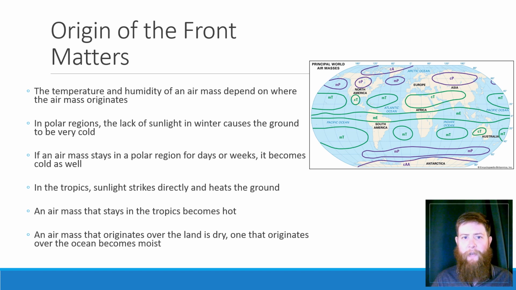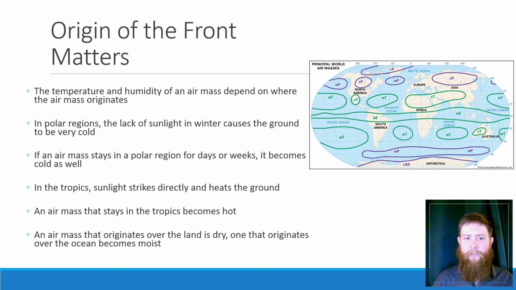The temperature and the humidity of an air mass depends on where it originates, not where it moves to. If you're in the polar regions and an air mass is forming there, the lack of sunlight causes the ground to be very cold. If it stays there for a long time, that whole chunk of air is going to get bigger and bigger, and it's going to stay that same coldness, with the same amount of humidity. Then if it moves into a different area, it's going to carry that coldness and that lack of humidity with it. On the opposite end, if you're in the tropics along the equator, constantly getting sunlight and enough energy to evaporate water into the atmosphere, that air mass becomes hot and humid.